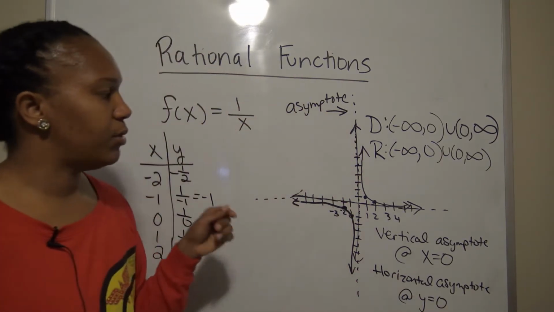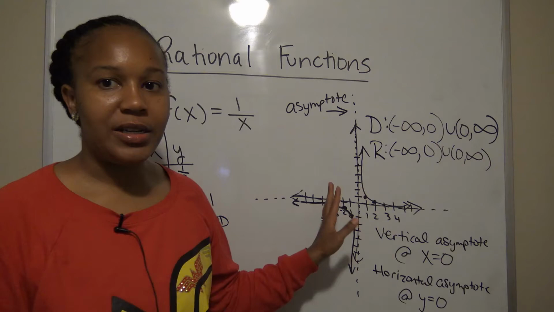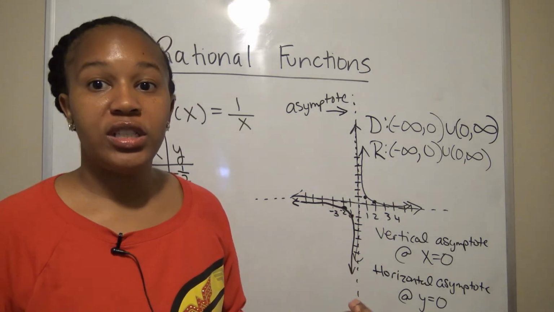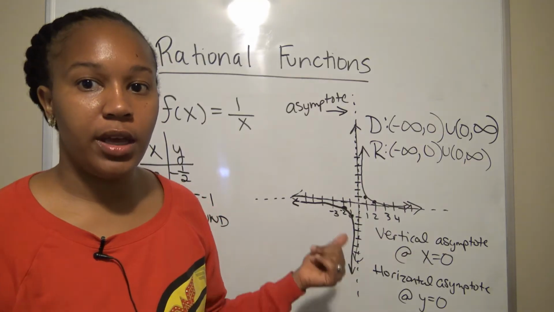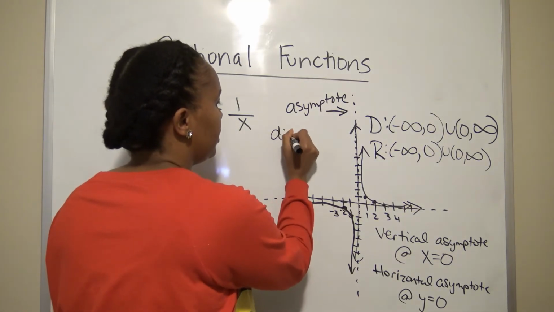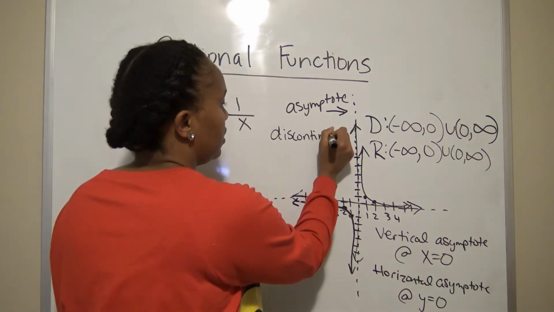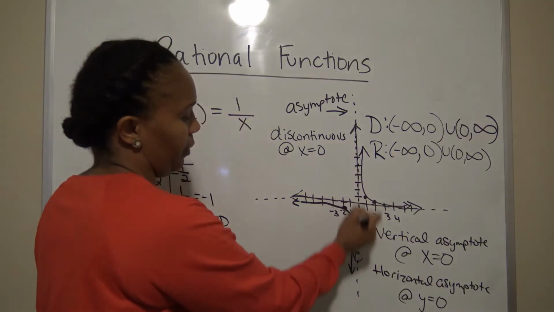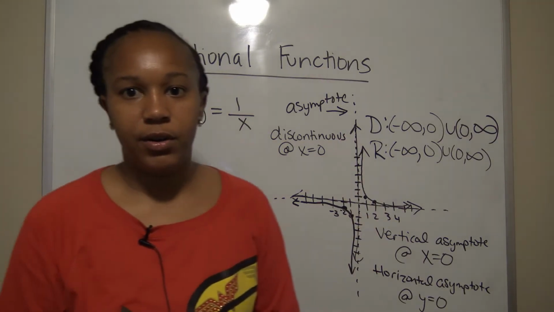Alrighty, so those are your two asymptotes. When you talk about discontinuities or where the graph is discontinuous, you talk about where it's discontinuous in terms of the x values. So you would say this graph is discontinuous at x equal to 0. And that's this line right here. And basically it's the same as the vertical asymptote.